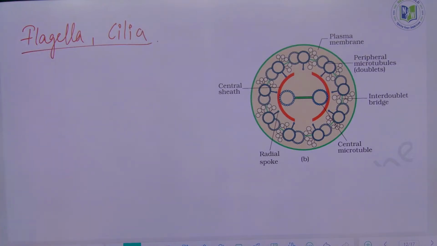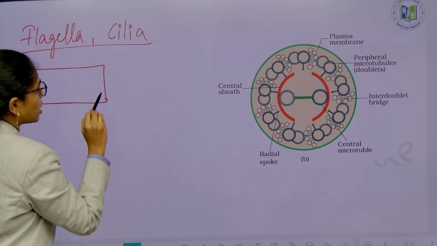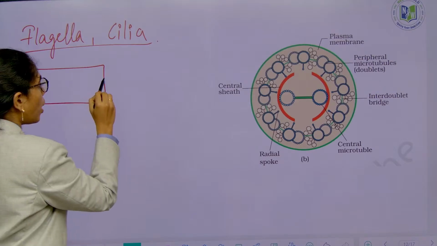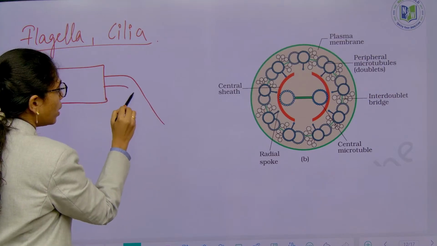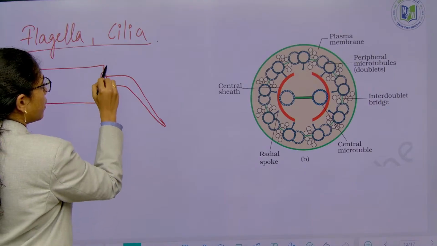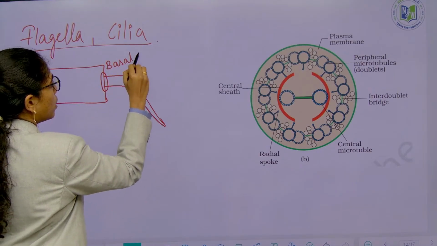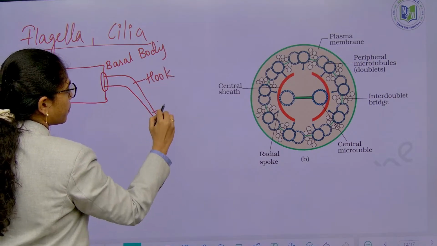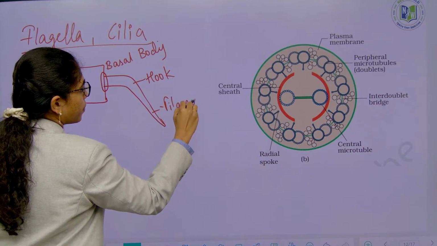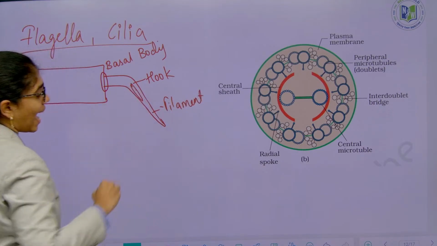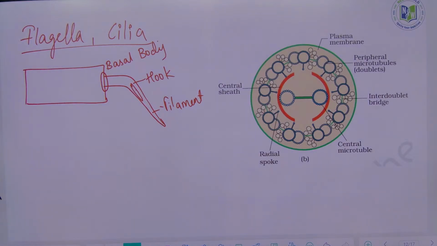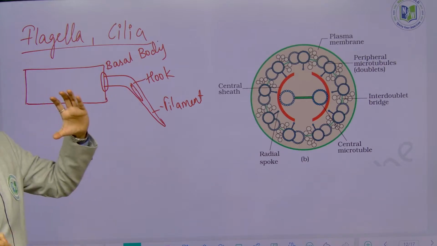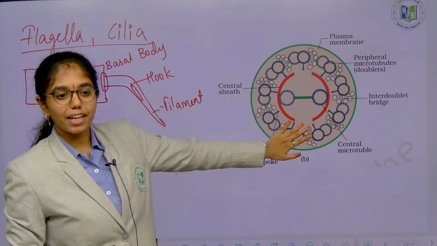If I take any flagellated protozoan which doesn't have a cell wall, it only has what? Cell membrane. But the components of flagella are the same. It has what? Basal body, hook and filament. This central part is known as what? Axoneme of flagella. The central or core part of flagella is known as what? Axoneme.